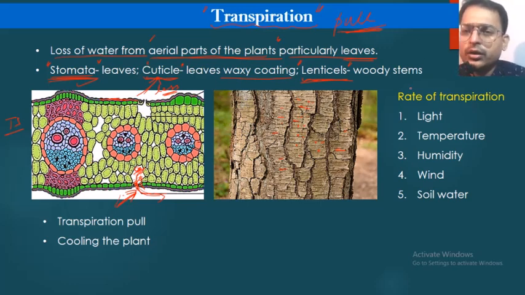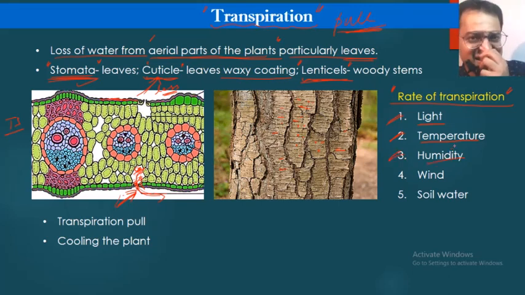What determines the rate of transpiration? Under what conditions is the transpiration rate increased? When there is intense sunlight, transpiration will increase. When the temperature is high, transpiration will also increase. If humidity is more, transpiration will decrease. Why?